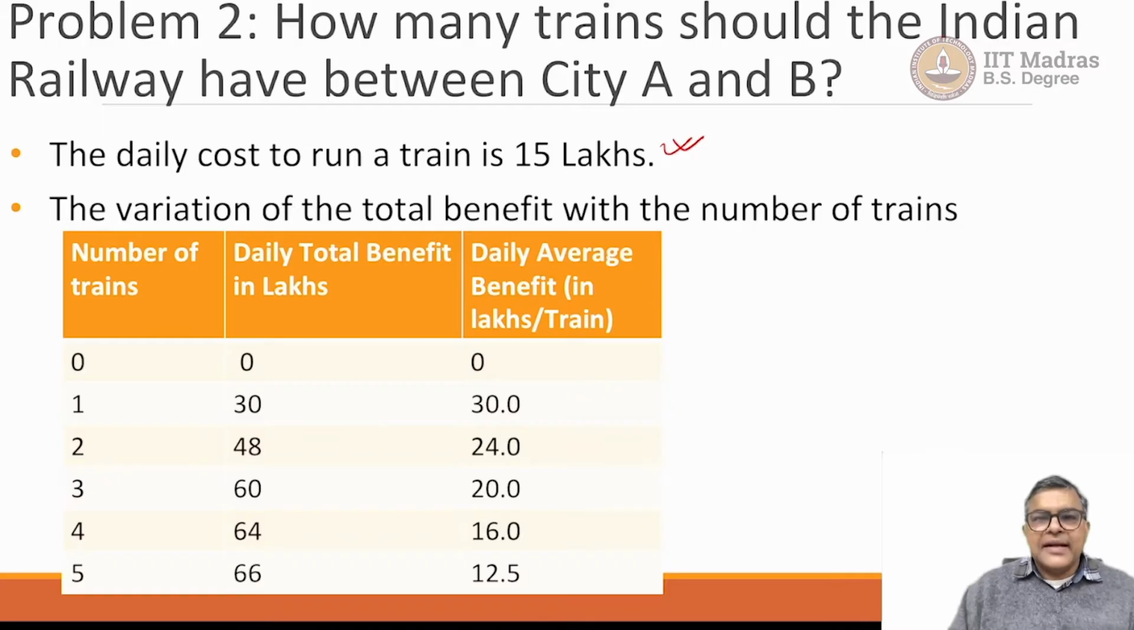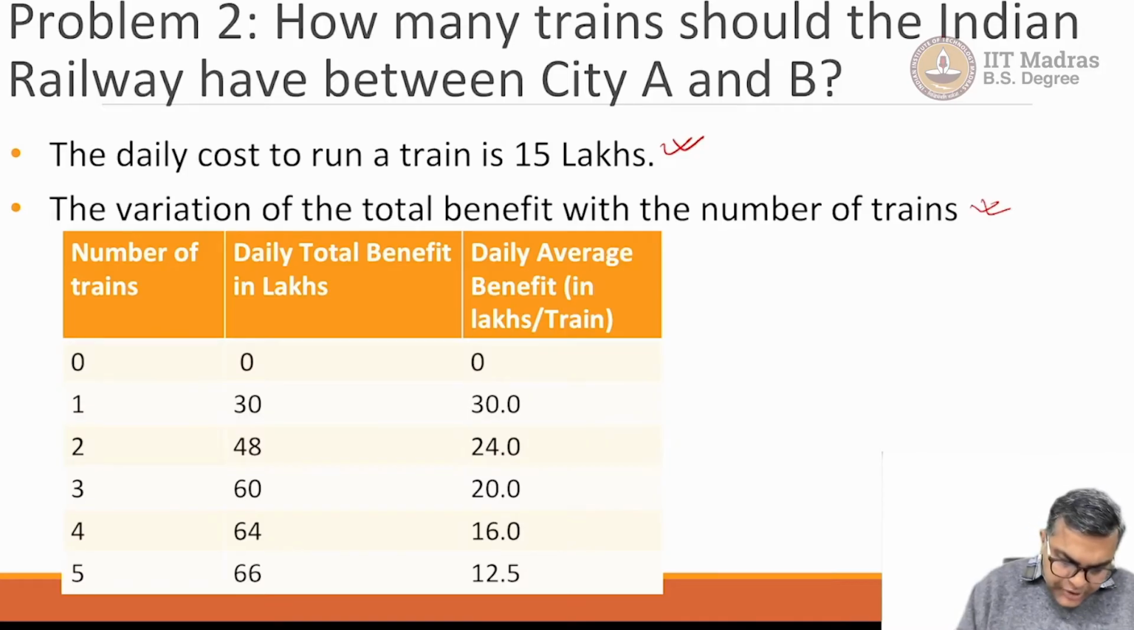Let us say that the daily cost to run a train is 15 lakhs. If you run one train, it's 15 lakhs, two trains, it's 30 lakhs, three trains, it's 45 lakhs. Now the variation of the total benefit, because if you run more trains, your benefit is going to be higher.